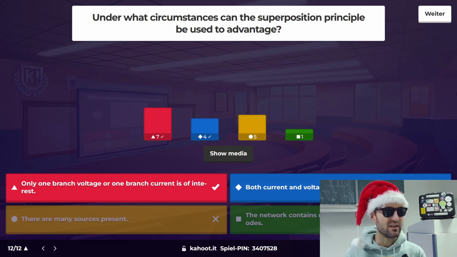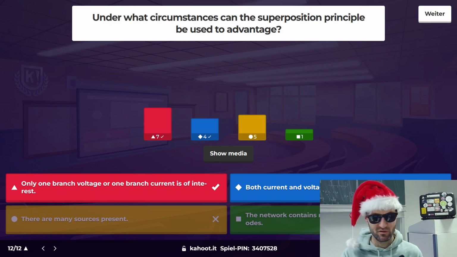Superposition also works nicely if you have current and voltage sources at the same time. Not too many of these sources, but current and voltage sources at the same time. This would also work with branch current analysis, but the nodal analysis that we discussed only works with current sources, and the mesh current analysis only works with voltage sources. So this works in both cases.